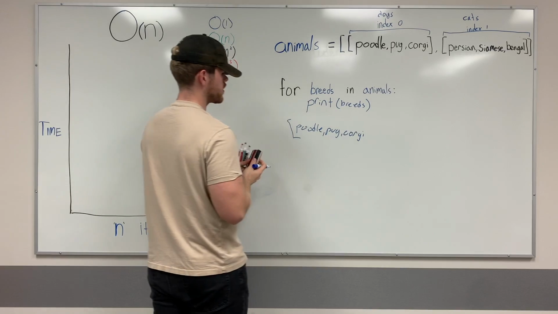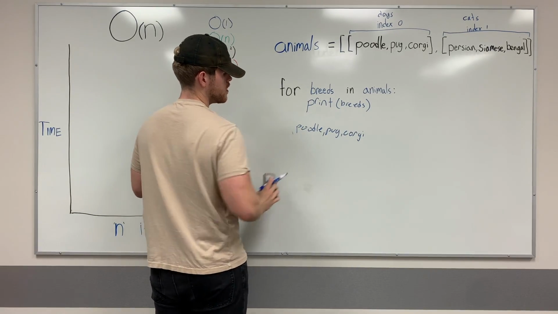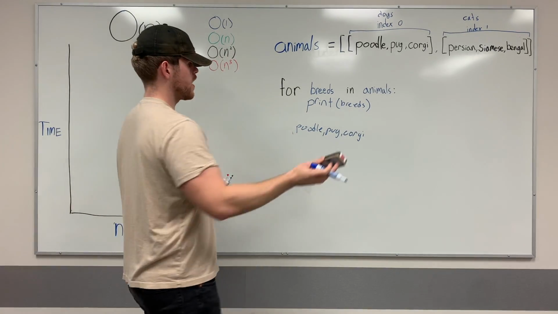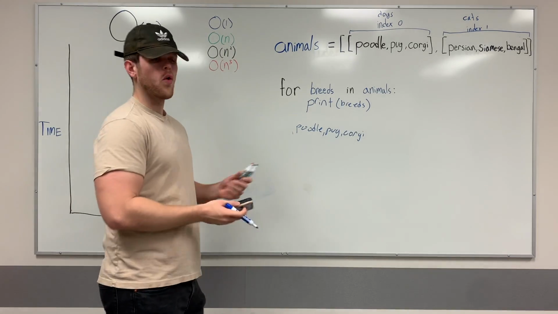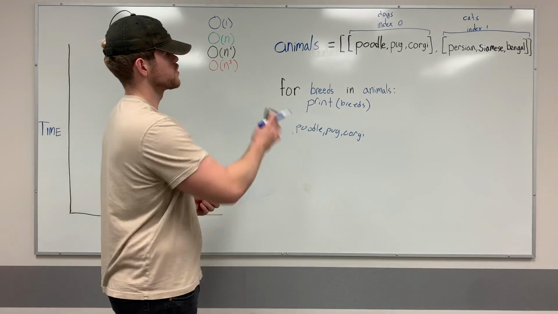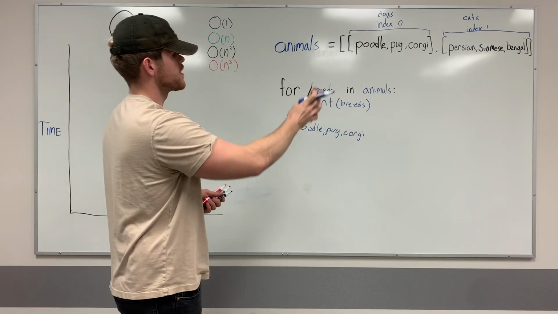And actually, I think in Python it just takes this straight off. So it would look like that. And that would be an example of an O(n) algorithm as you're looping through each item in an array.